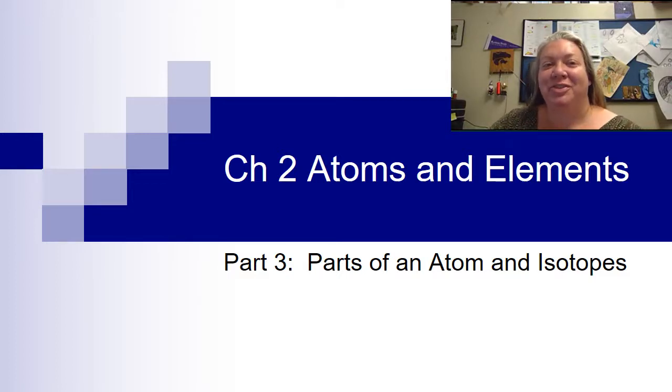Continuing on with chapter 2, we're going to start talking about the parts of an atom and also the idea of isotopes today. Now, before you go any further, I want you to stop for just a minute and imagine what an atom looks like. If you could take an atom and make it big enough to see the parts of an atom, what does it look like? In fact, I want you to pause this video and draw that atom for me.